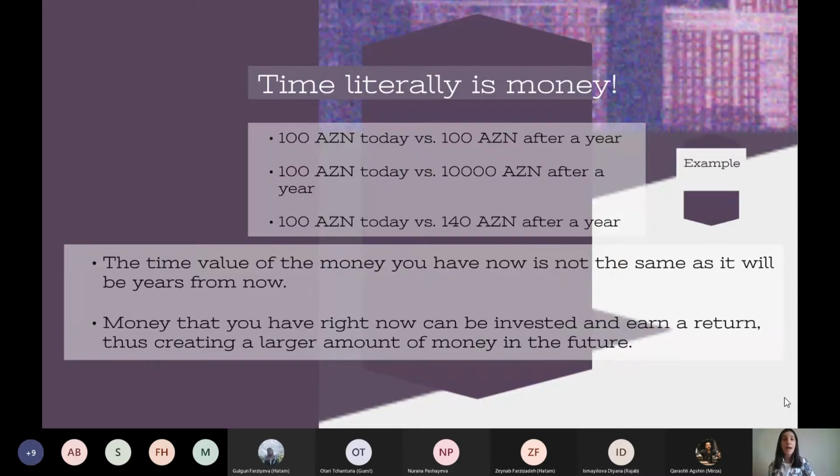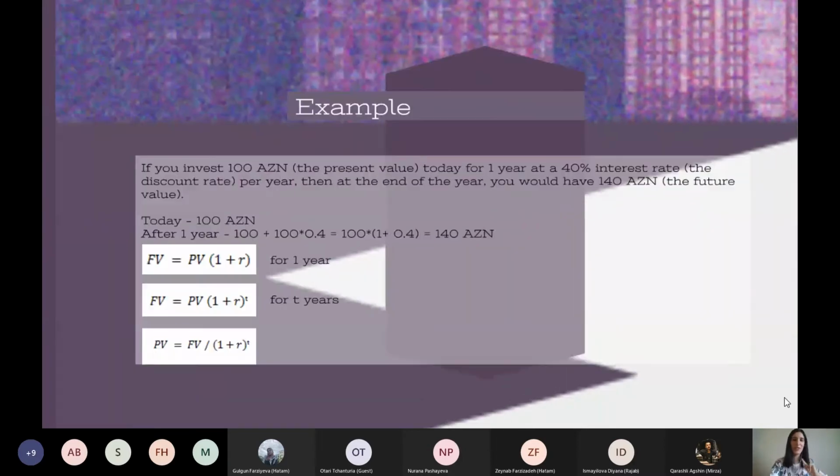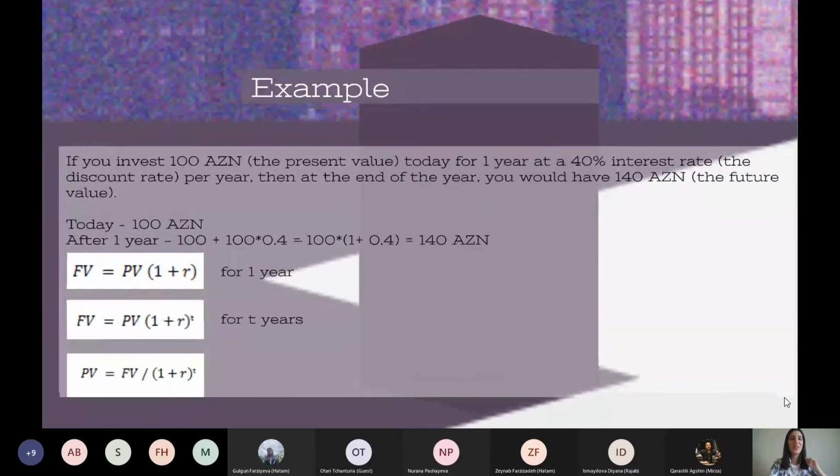So when time passes, money loses its value. As I said, you can invest right now, so that's why it will be better if you take money right now. So you can see one example, then you will understand better. But firstly, I would like to tell present value and future value. I'm sorry, I forgot it.